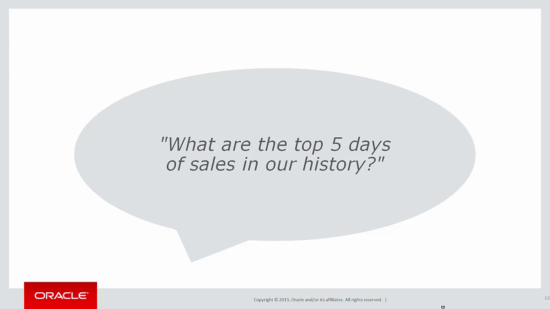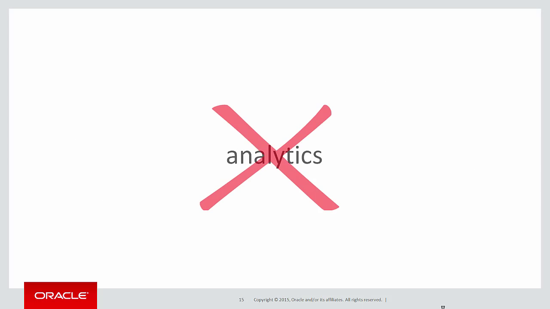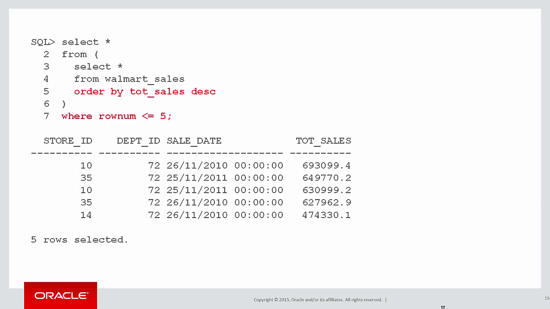Today's classic problem is, what are the top 5 days of sales in our history? Now, of course, that's actually very easy, and you don't even need analytics to solve that one. We can do it with a simple inline view, and this has been available since Oracle 8.1. We simply select from our Walmart sales, order by total sales descending, which gives us all the sales in descending order, and we simply limit it to the first 5 using ROWNUM.